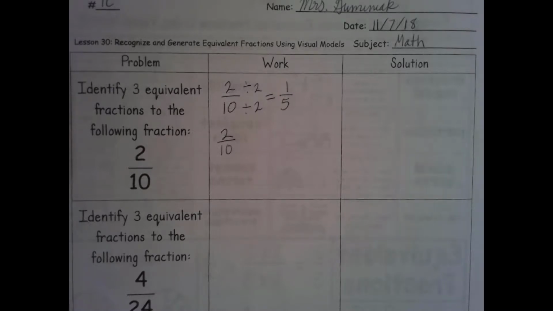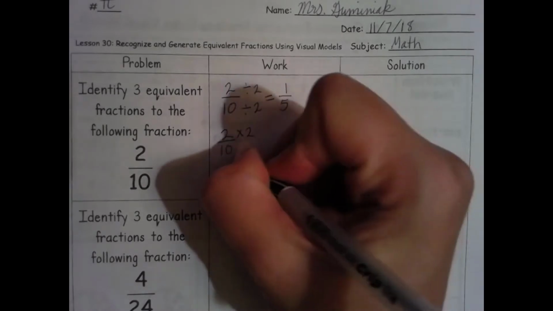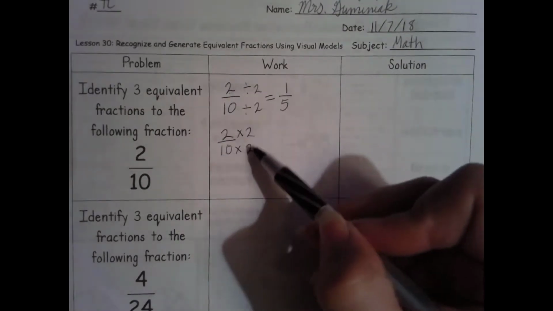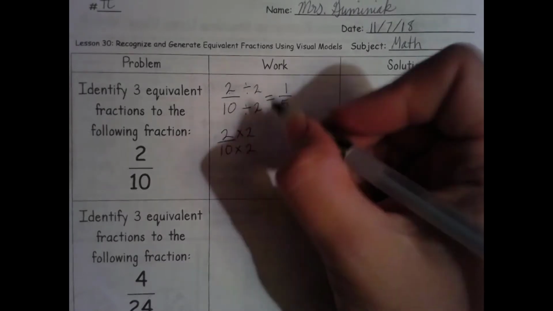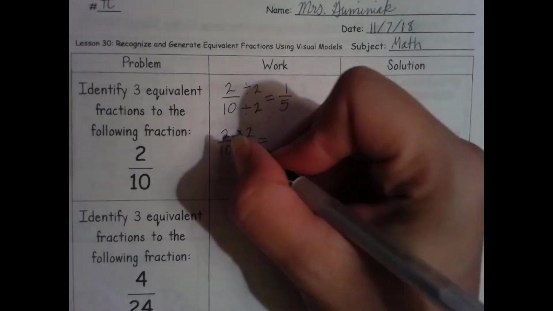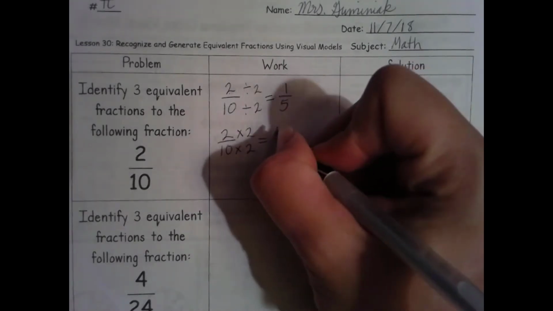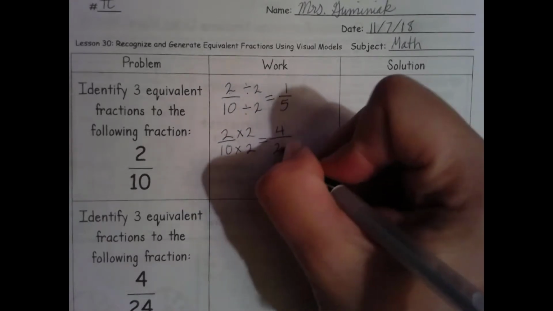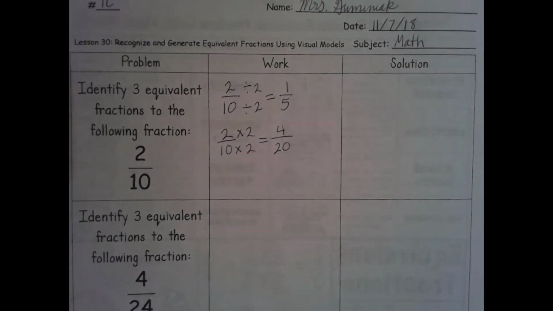So now I'm going to go the other direction and find an equivalent fraction in larger terms. I'm going to multiply. I'm going to cut these pieces up smaller. So I'm going to multiply both by 2. They always have to be the same numbers here. We're not going to do the shaded different sizes than the unshaded. 2 times 2 is 4. 10 times 2 is 20. So there's another equivalent fraction.